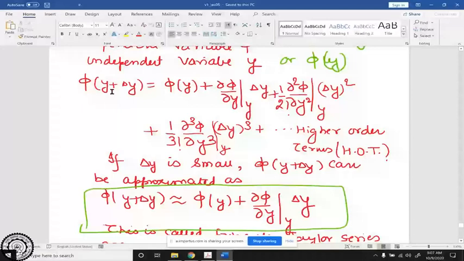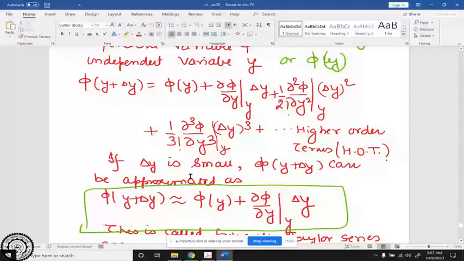By neighborhood, I mean at y plus delta y. So y is my base value, and y plus delta y is the neighbor. Y is the base location, y plus delta y is the neighborhood location. So the value of phi at the neighborhood location can be written like this.